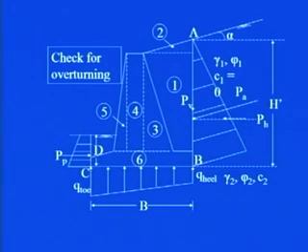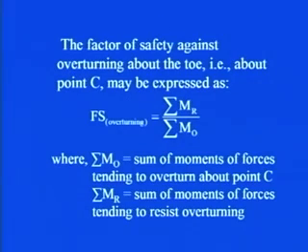Now, how can we take into account the analysis for overturning? As I told you, there will be some forces which will be trying to overturn the wall along its toe. This is the toe, this is the heel. So, along its toe there will be a few forces trying to destabilize the wall. However, there will be a few forces trying to stabilize the wall. Let us see one by one how we can find out these various forces and the moments.